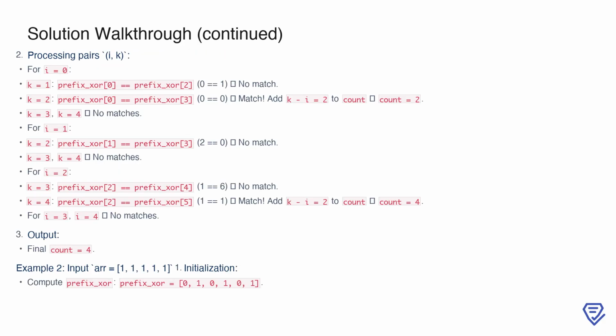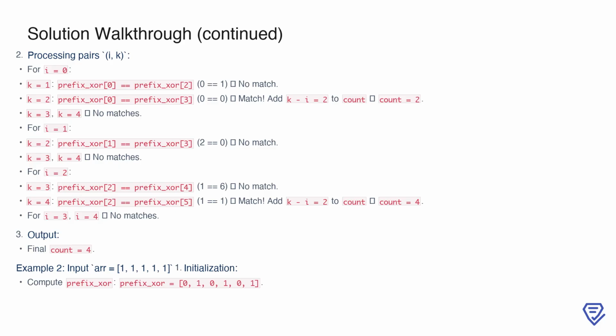Now, we process all possible pairs i, k, to identify valid triplets. For the first index i equals 0, we check each possible value of k. When k equals 1, we compare prefix_XOR[0] and prefix_XOR[2]. Since 0 does not equal 1, there is no match. However, when k equals 2, prefix_XOR[0] and prefix_XOR[3] are both 0, indicating a match. The triplet count is updated by adding k-i equals 2, making count equals 2.